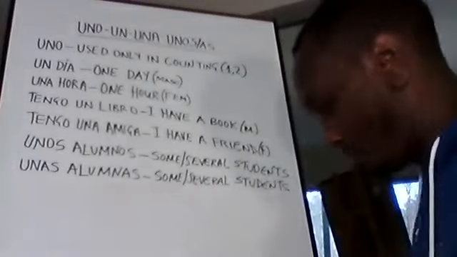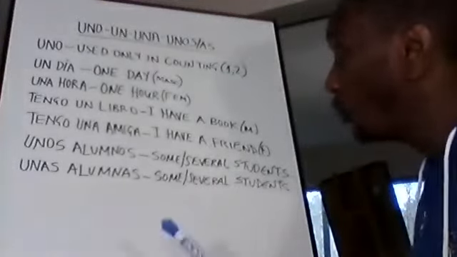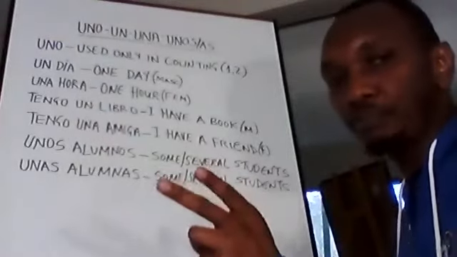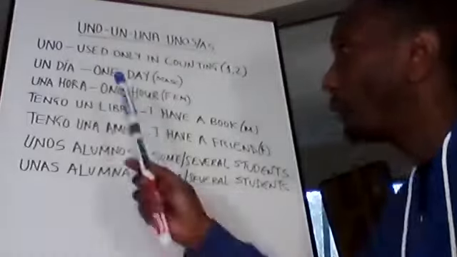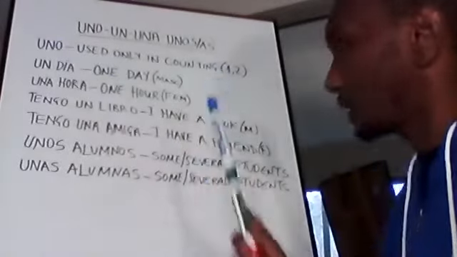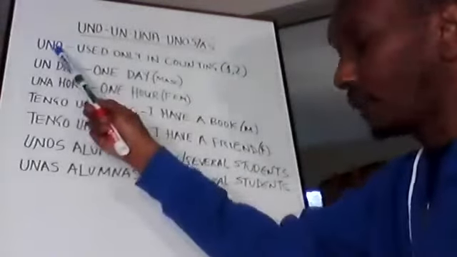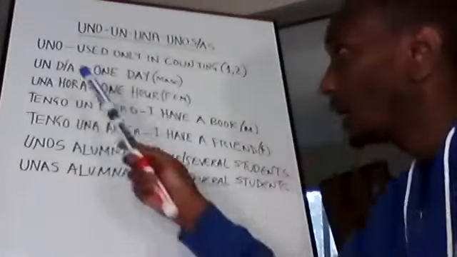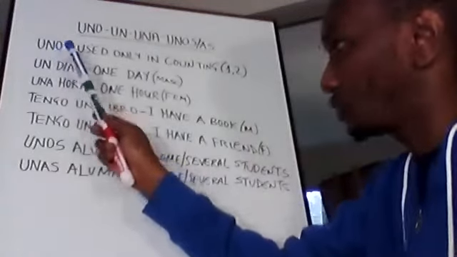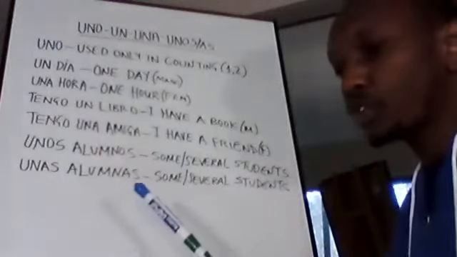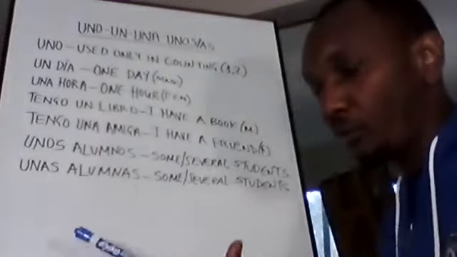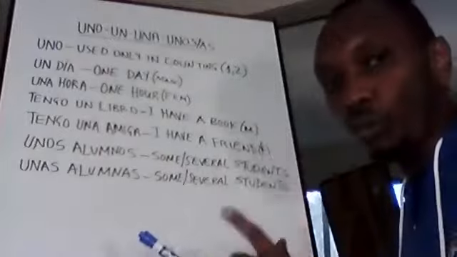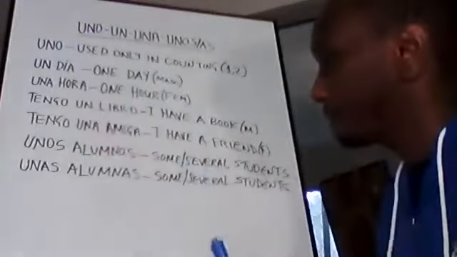Stay with me. So, uno, U-N-O. Remember, the letter U in Spanish, we pronounce it as U. Uno is only used in counting. It actually means one, the digit one, like number one. The only thing it's used for is counting, that's why you're going to hear people say, uno, dos, tres. So uno is only used for counting.